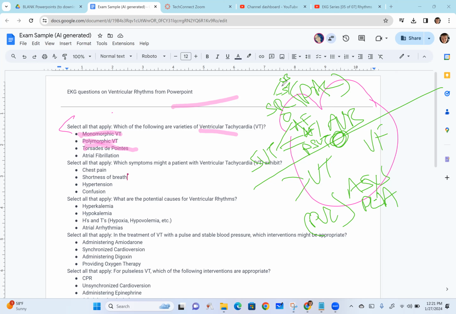So ABCs are airway. Do they need oxygen or something? Or is their airway open, right? Is it obstructed or not? And then B for breathing. Are they actually breathing well? And do they need to have oxygen administered, right?